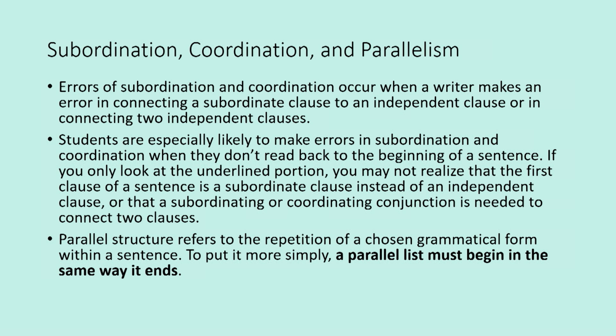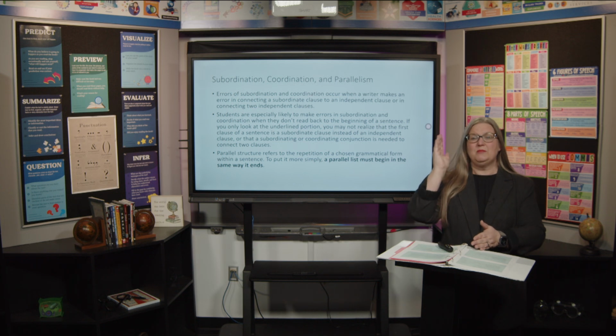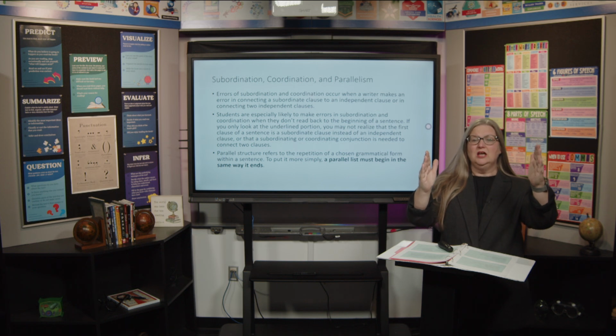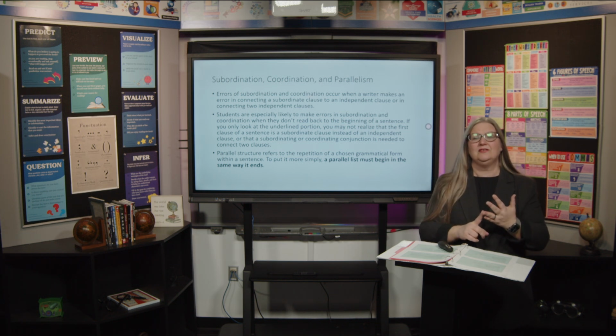You're more likely to make errors in subordination and coordination when you don't read back to the beginning of a sentence. Remember I said you've got to read the sentence in its entirety. If there's punctuation, remember I told you to put your hand where that punctuation mark is and go back to that capital letter so you know that's the beginning of the sentence, and see: is it a complete sentence? Does it have a subject? Does it have a verb? And does it express a complete thought?